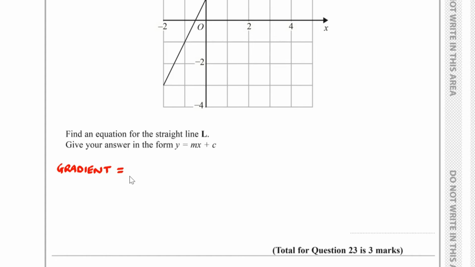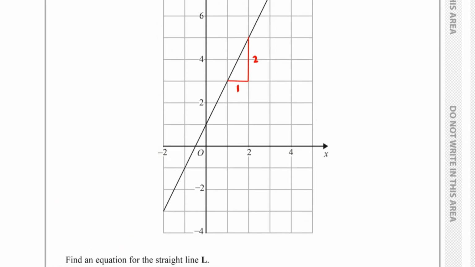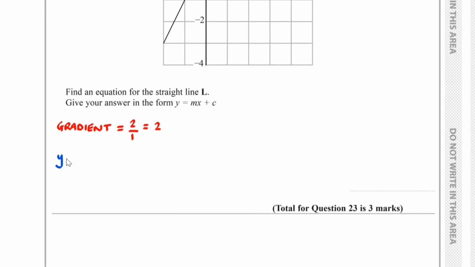is equal to 2 over 1, which is 2. And my y-intercept over here is 1. So my y-intercept equals 1. So for my equation of the straight line, I would have y equals gradient 2 x plus 1.